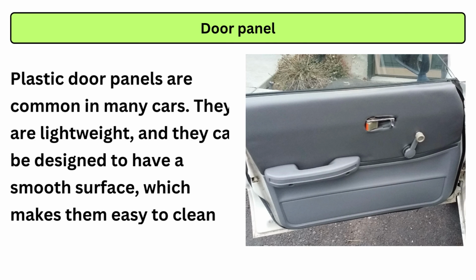And you can take the example of the door panel also. Door panels are common in many cars, and they are lightweight and can be designed to have a smooth surface finish, which makes them easy to clean. Generally, if you see, the door panel is made of plastic components only.